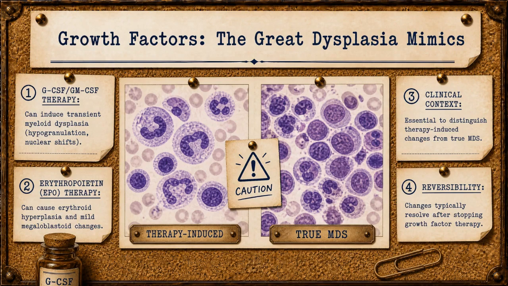Their therapeutic use is to stimulate the production of myeloid cells, particularly neutrophils. This is often done to combat neutropenia, low neutrophil counts, in patients undergoing chemotherapy, or to mobilize stem cells for transplantation. They're essentially giving the bone marrow a powerful boost to produce more white blood cells. However, this therapeutic boost comes with characteristic morphologic changes that you need to be aware of when interpreting peripheral blood smears. First, you'll see transient leukocytosis, an increase in white blood cells, which is the intended effect.